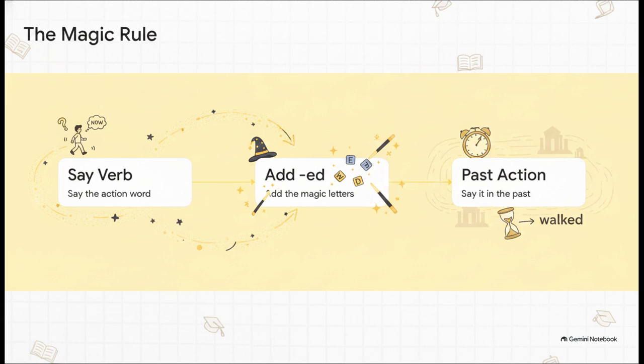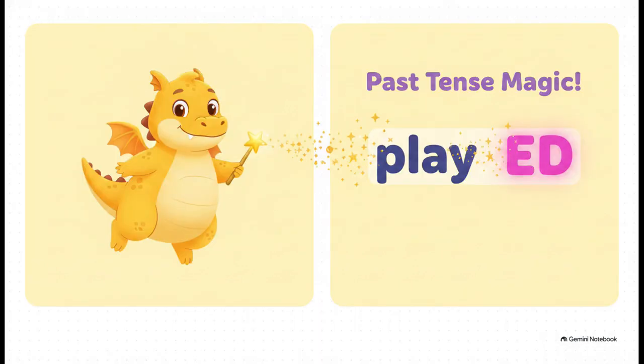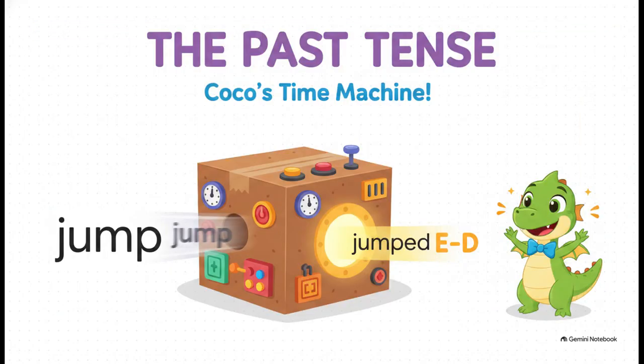Walk becomes walked. Let's watch this magic happen again. If you're playing right now, you just use play. But if you did it yesterday, our word play grows an ED right at the end and turns into played. You can literally see those magic letters right there, right? Play transforms into played.